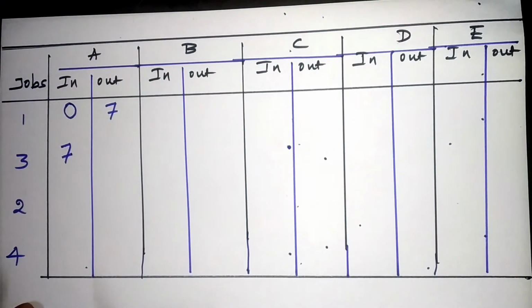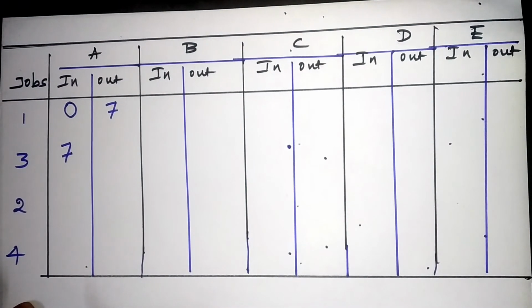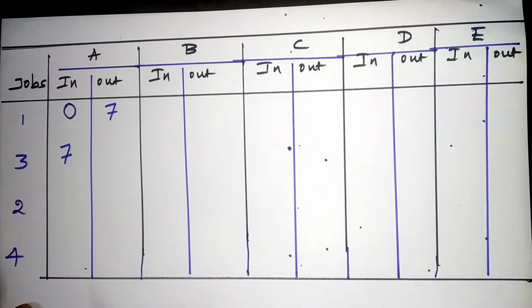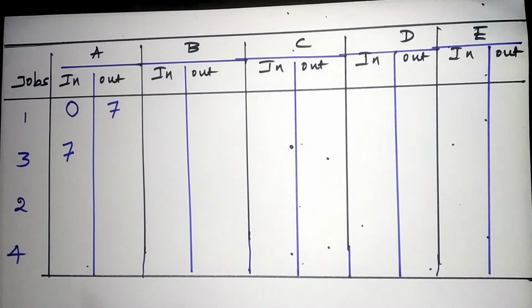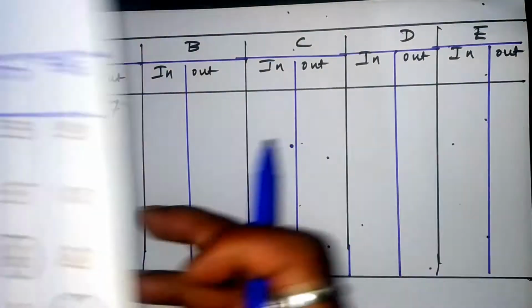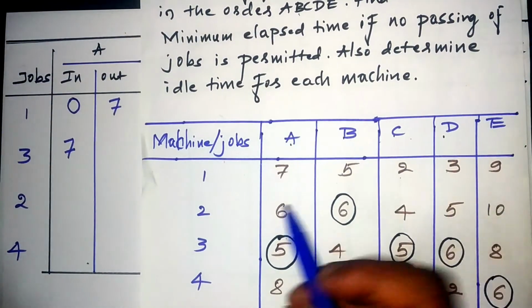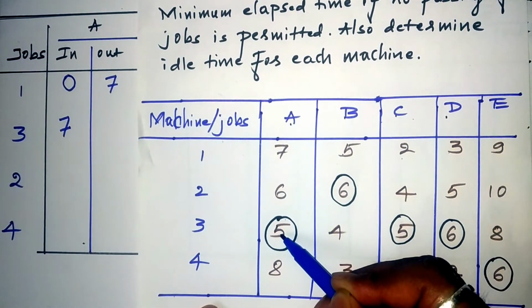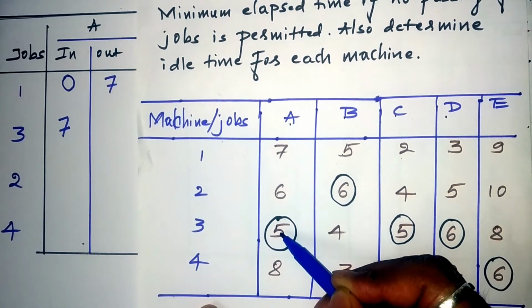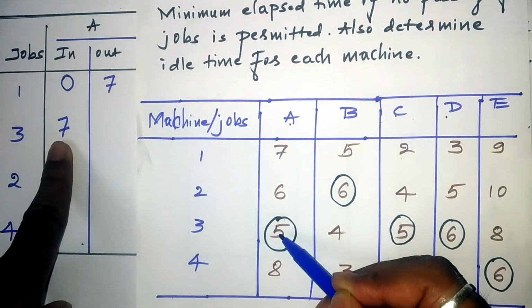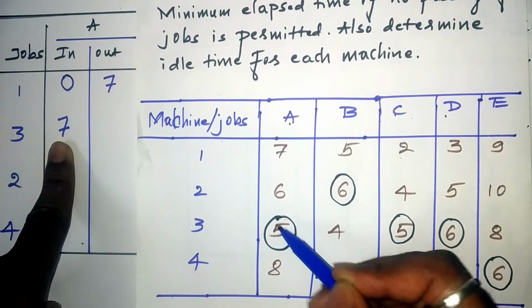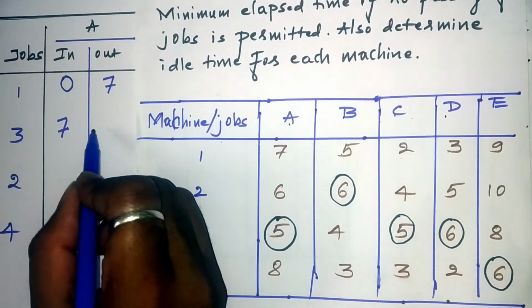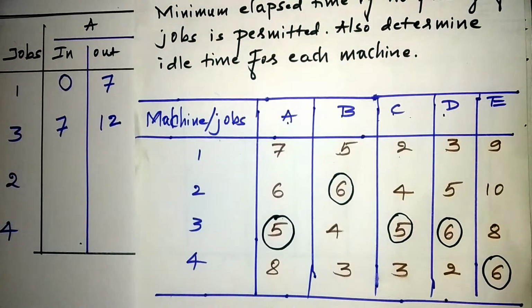Next, to this 7 we have to add the processing time of job number 3 on machine A. So again, we go to the problem and check the timing for job number 3 on machine A. Here it requires 5 hours. So already we have 7, and to this 7 we add 5, so I'll get 12 as the out time.